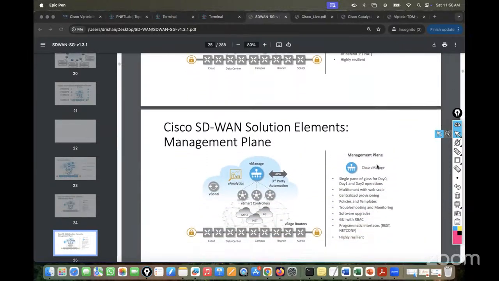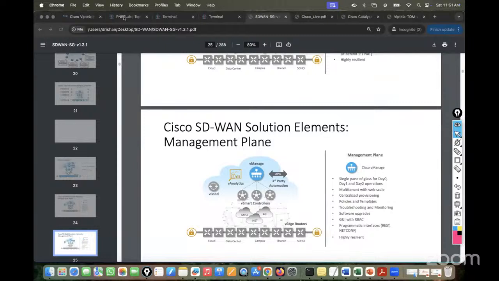If we talk about the vManage, guys, the vManage is the single pane of glass for day 0, day 1, and day 2 operations. Why day 0, day 1, and day 2 operations? Because if you want to build any SD-WAN fabric, the very first thing you require is the vManage. Similarly, we'll do this in our lab tomorrow.